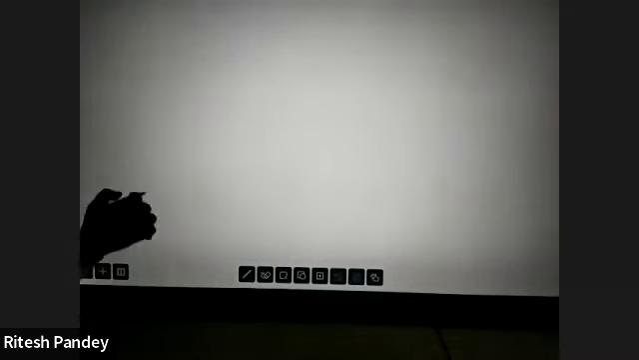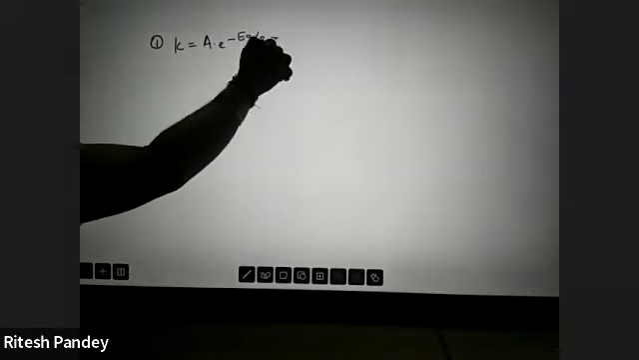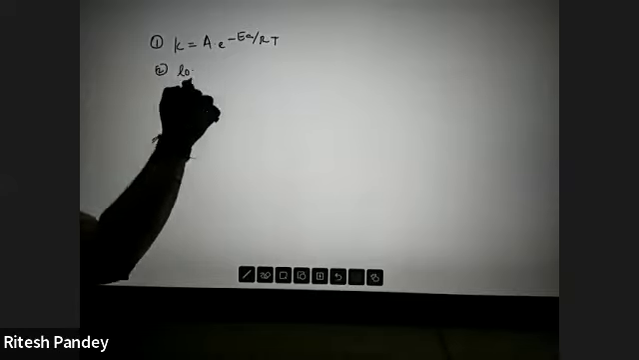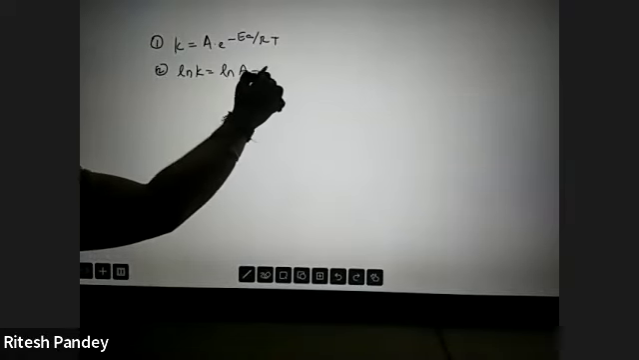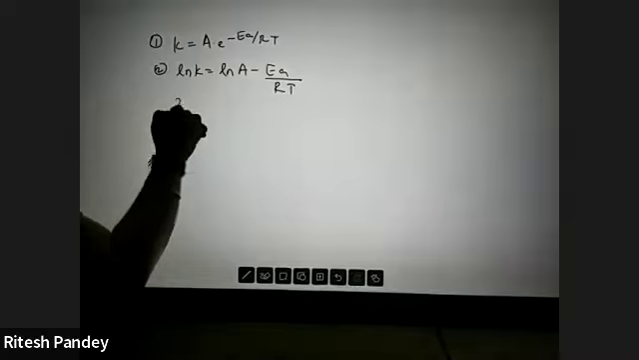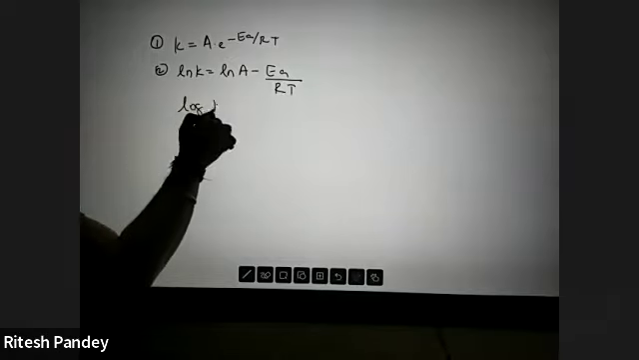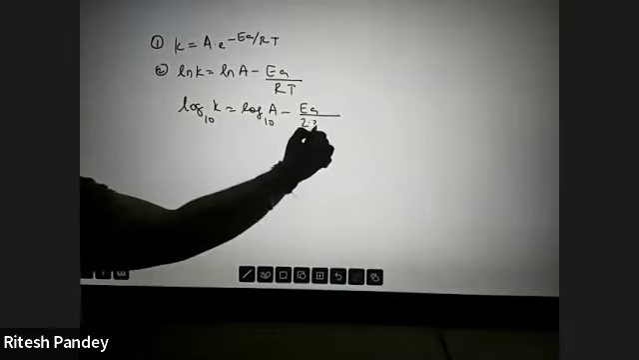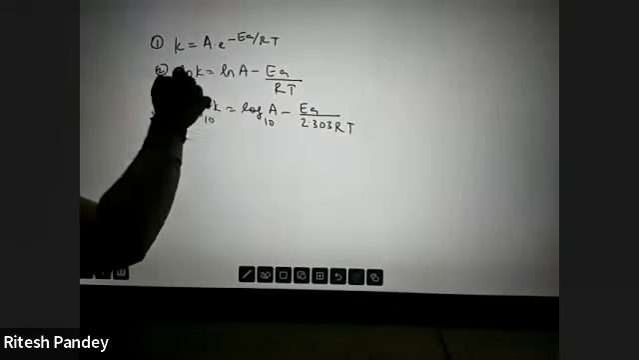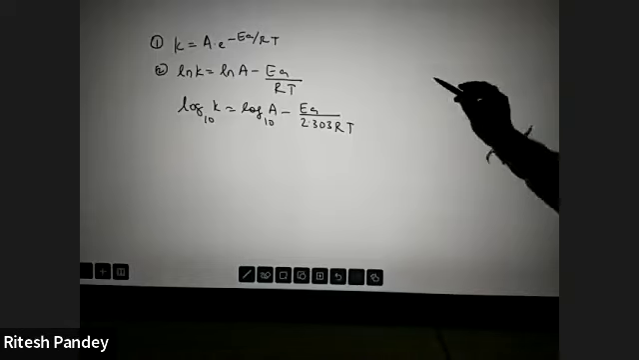Now, this is how I begin. This is the logarithmic form, to the base 10. So you have a very common question. It looks like y equals mx plus c. So when you plot it as log k versus 1 by T, it's a very common question. It keeps on making rounds.